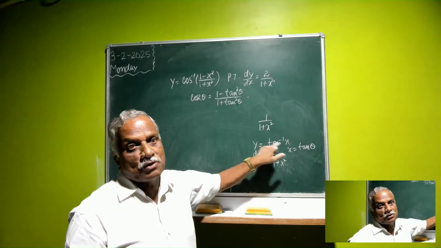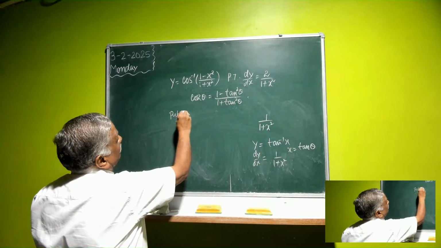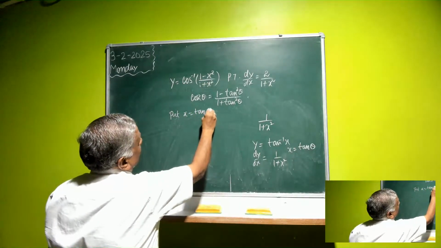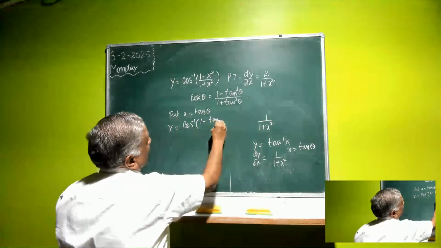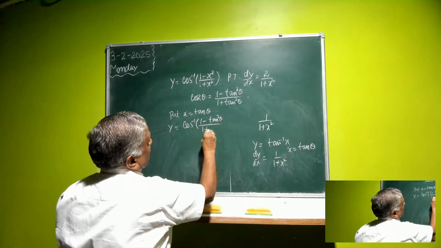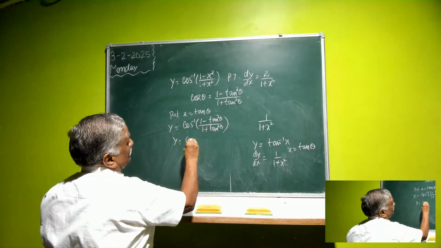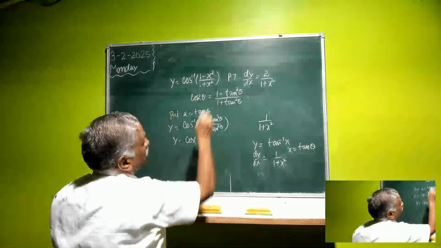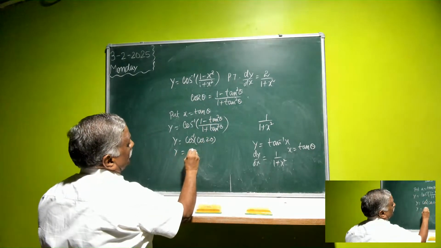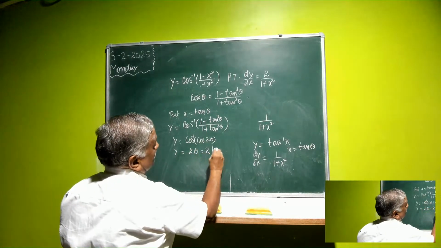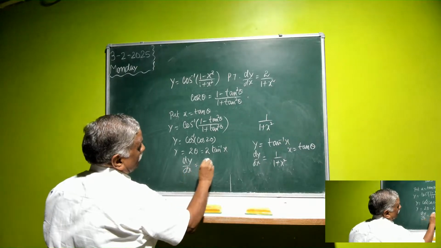But if you have to get tan inverse x, what should x be? Tan theta. So blindly put x equal to tan theta, whether you know the formula or not. So y is equal to cos inverse of (1 minus tan square theta) over (1 plus tan square theta). Because 2 is there, this is cos 2 theta. So y is equal to 2 theta, that is 2 tan inverse x. So dy by dx is 2 over 1 plus x square.